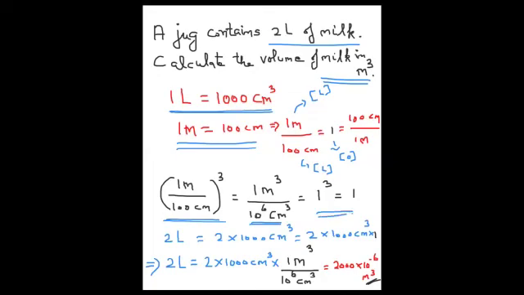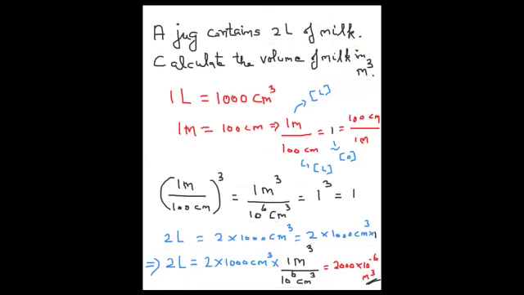Now in the problem, you have got 2 liters of milk. So 2 liters equal to 2 into 1000 centimeter cube, that is equal to 2 into 1000 centimeter cube into 1. Again, the 1 is dimensionless, so we can substitute the value here for 1. So 2 into 1000 centimeter cube into 1 meter cube by 10 power 6 centimeter cube is equal to 2 meter cube by 10 power 3. So 2 liters equal to 2 into 10 power minus 3 meter cube.